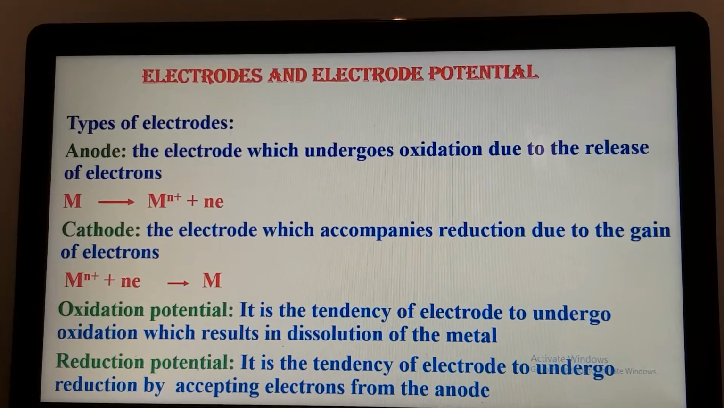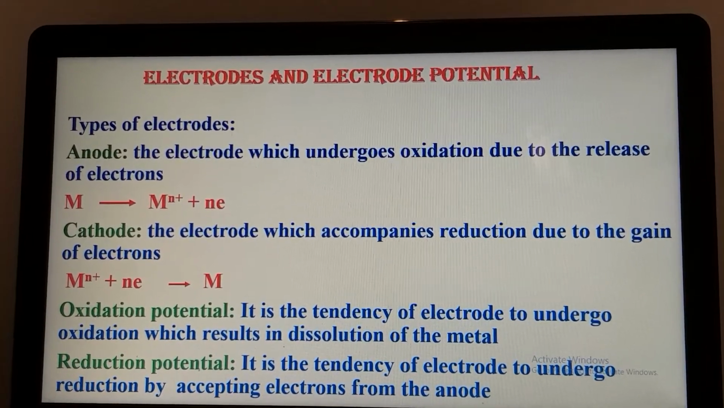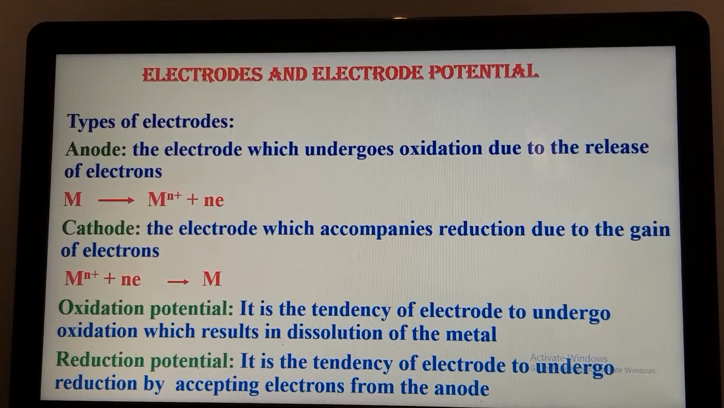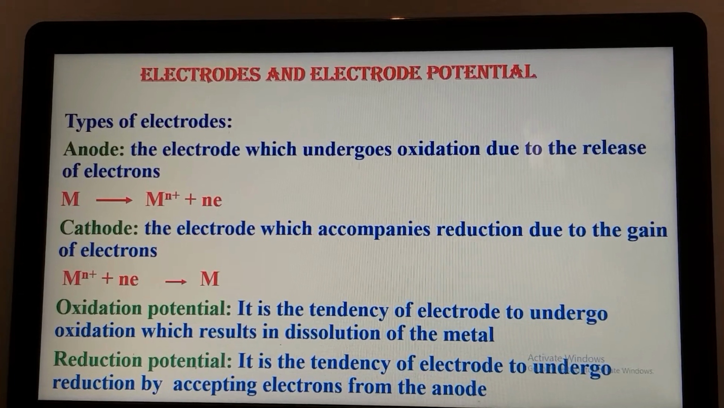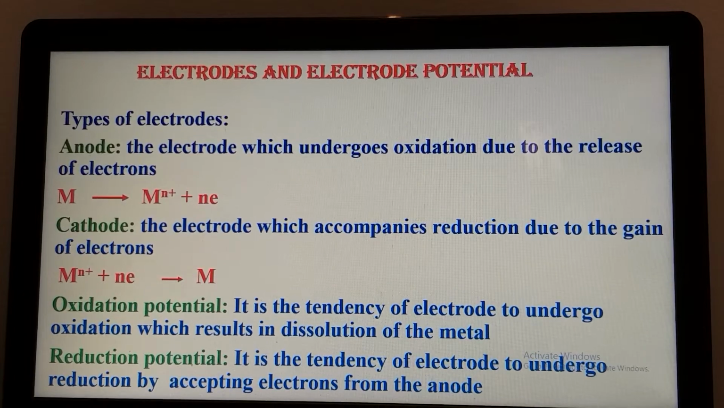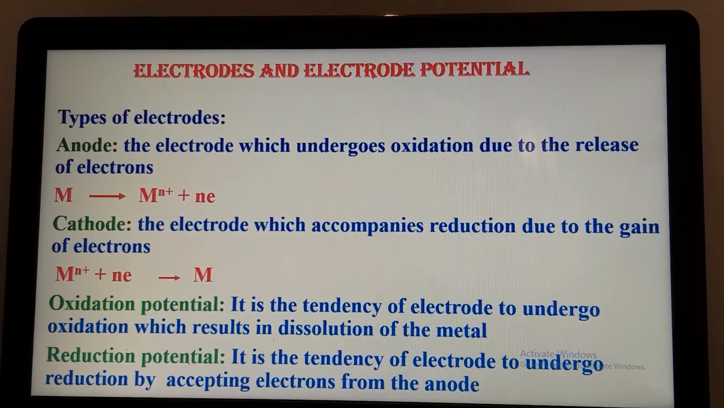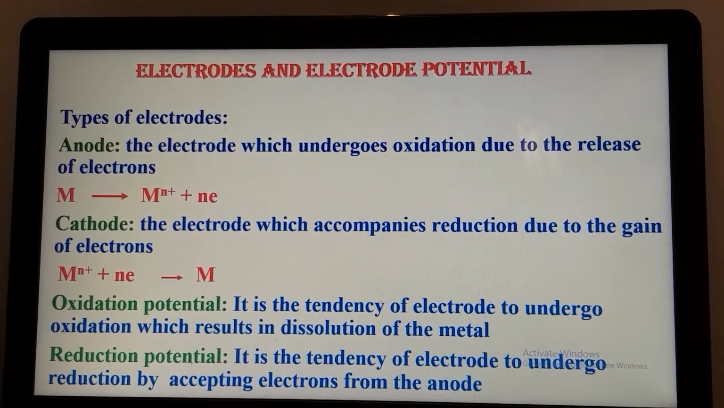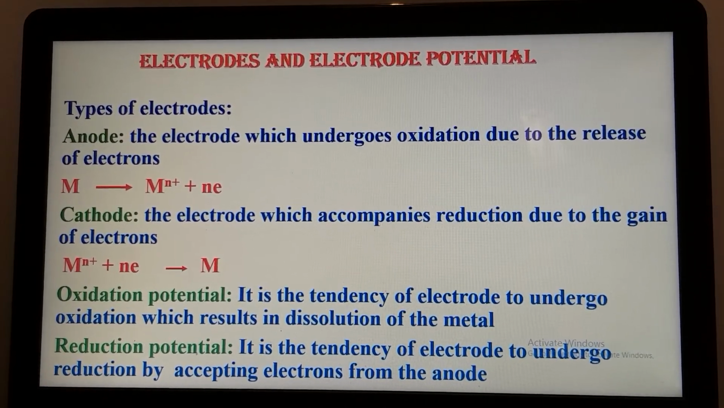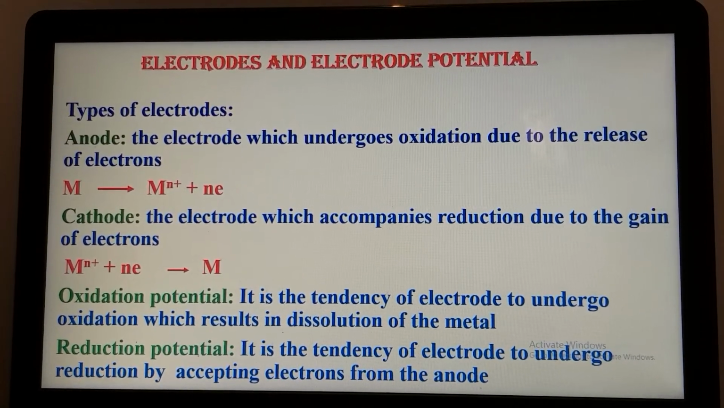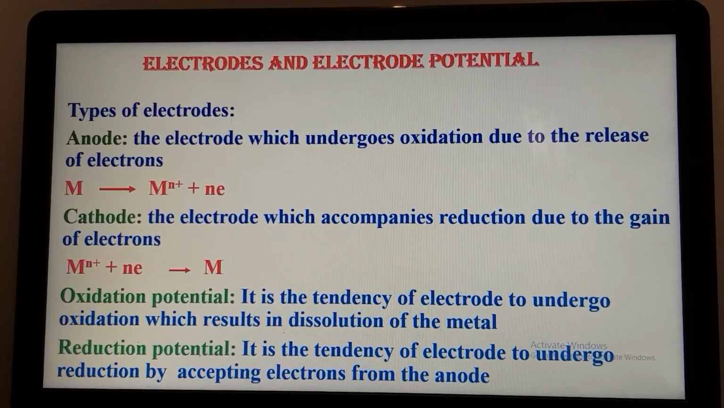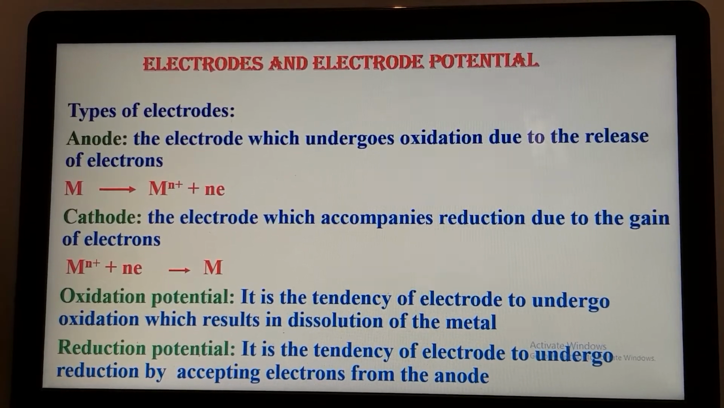The anode is the electrode which is capable of undergoing oxidation quickly with the release of electrons, whereas the cathode is explained as the electrode which is capable of undergoing reduction quickly by accepting the electrons. The oxidation potential is the tendency of the electrode to undergo oxidation by the dissolution of the metal, and the reduction potential is described as the tendency of the electrode to undergo reduction by accepting the electrons from the anode.